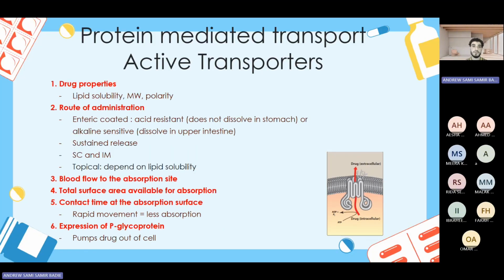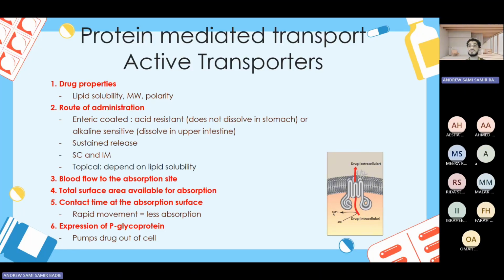Now, for example, here we have this title, which is wrong, but these are the things that would affect the absorption of the drug. So we have drug properties, such as lipid solubility. Again, we talked about those, and route of administration. Sometimes the drug is enteric coated, so we don't want the drug to dissolve inside the acid, or sometimes we want the drug to dissolve in the intestines, which would make it alkaline sensitive.